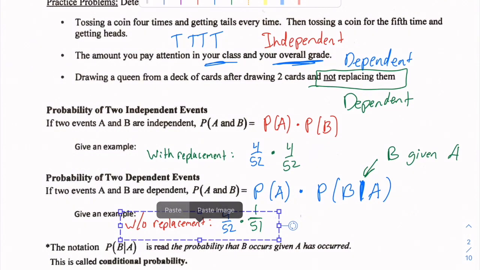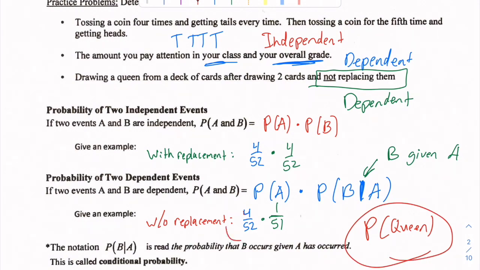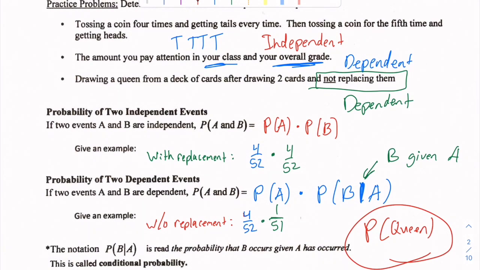So if you notice, A is a queen. If I wanted to, I could write it as the probability of getting a queen. That's how you would write it. The probability of getting a queen would be 4 out of 52. The probability of getting a king by itself would be 4 out of 52. But the probability of getting a king, given that A just happened, aka you don't replace the card, is 4 out of 51. So this is the probability of B, given that A just happened.